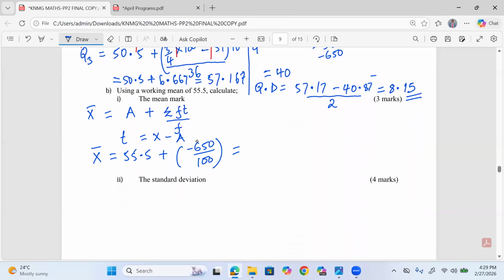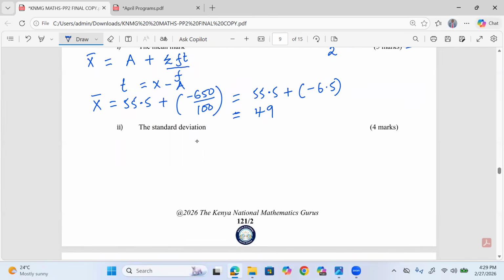Yeah. So 55.5, we are adding negative what? Negative 6.5. So what will this give us? The actual mean, 55.5, and we get exactly 49. So the mean of the marks that we have is exactly 49. That is the mean.